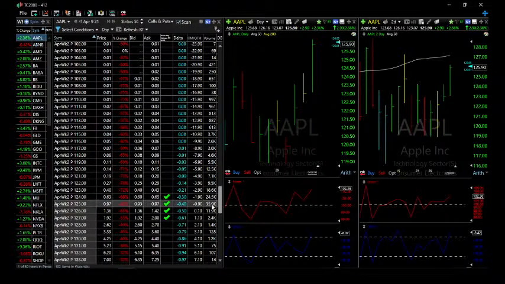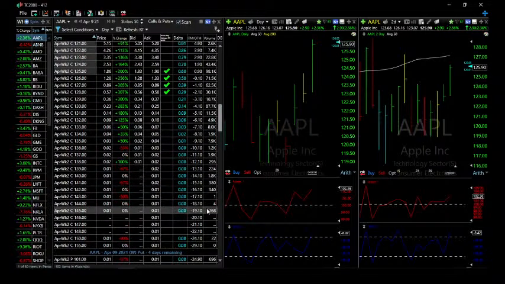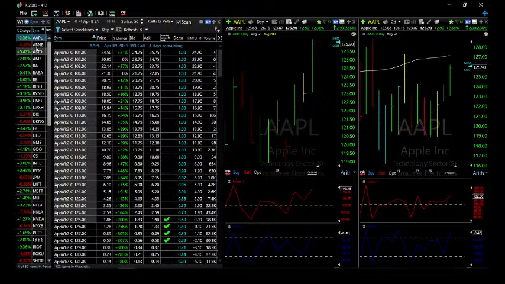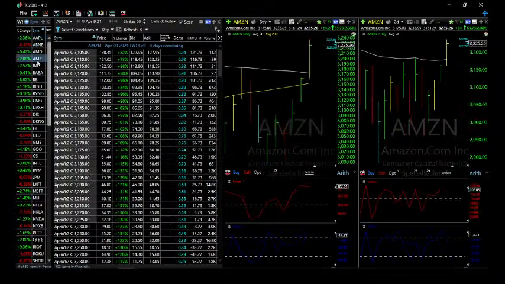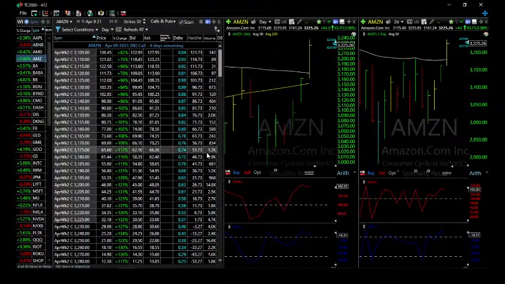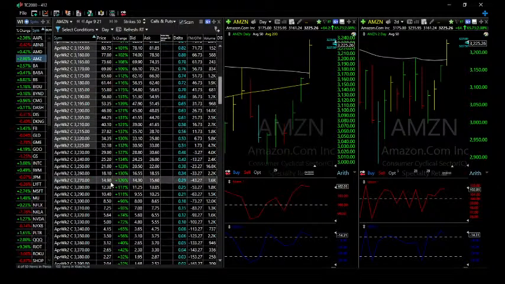On the put side, Apple's volume was extremely high. So Apple, look at Amazon. Remember I told you how expensive these contracts are. Look at that. Closed at $32.25. 3,300. If you wanted to bet that it was going to go $75 up, I'd give a $75 up move. You've got to put up $800 to bet that.